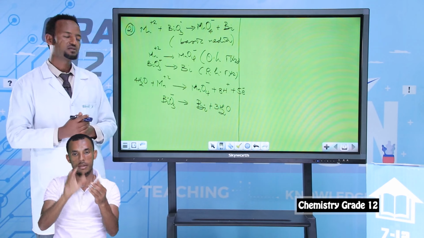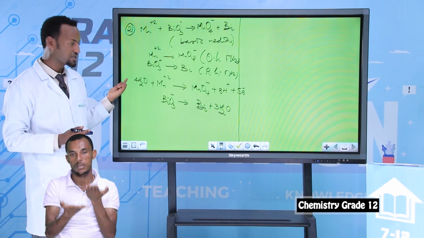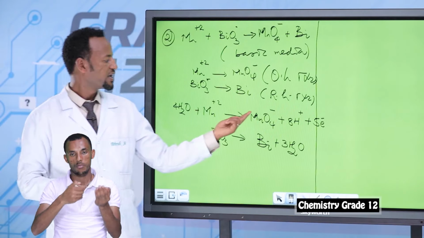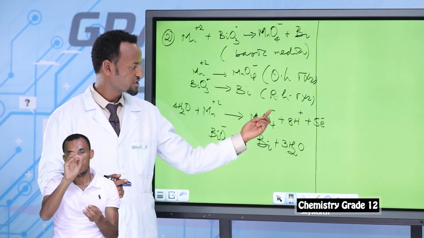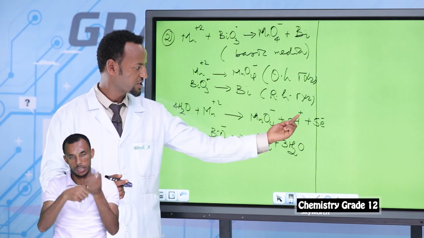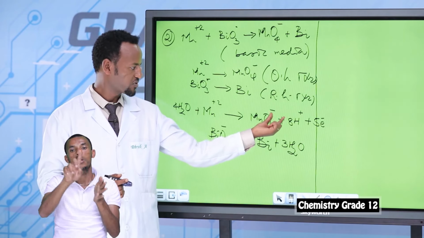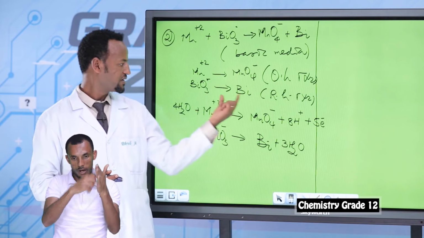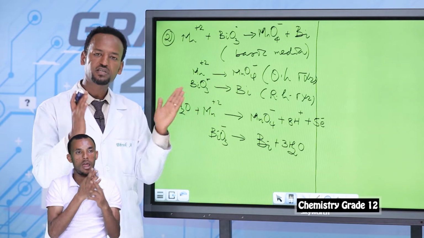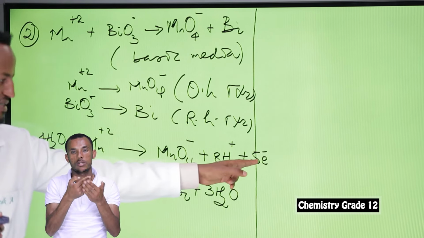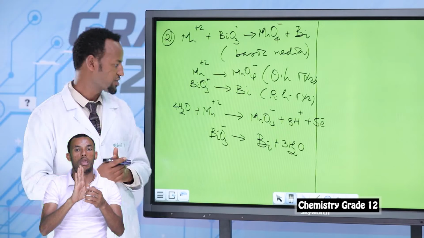The next step is that the charge must be balanced. Water has no charge. Manganese is +2. MnO4 minus has a charge of -1. 8H plus has a charge of +8. +8 with -1 gives +7. In the product position it is +7, and in the reactant position it is +2. Therefore, the charge is not equal. Because of this, 5 electrons must be added in the product position.